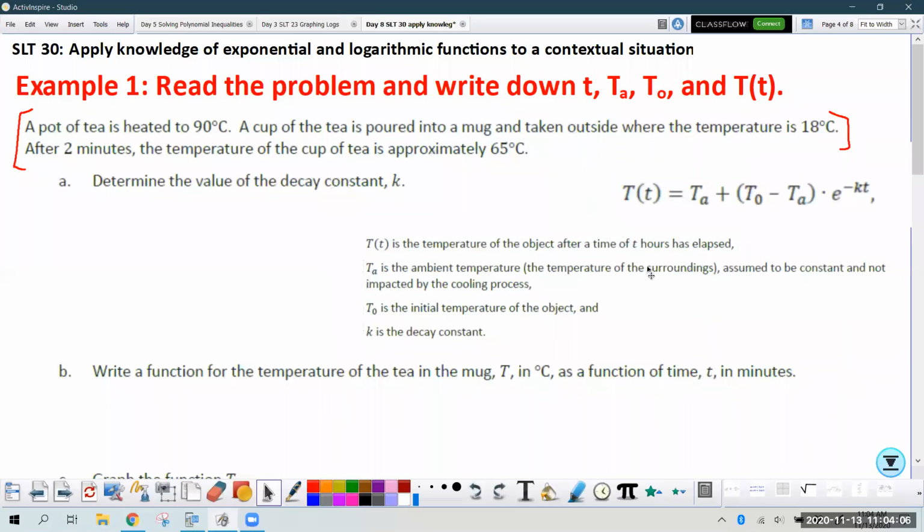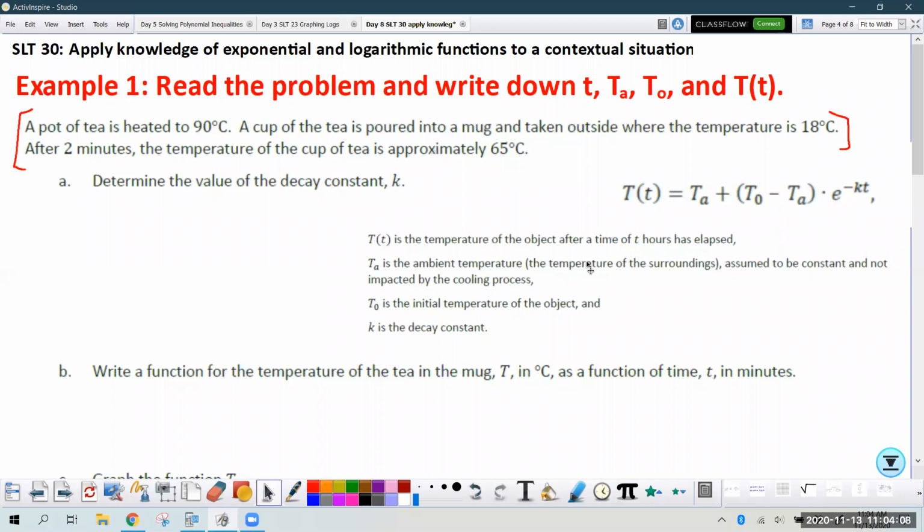So if you need it, from what we wrote down just prior, here is what it lists as all the different parts of that equation. So 90 degrees Celsius is the initial temperature, so that's T sub 0. The outside temperature is 18 degrees Celsius, so that's the ambient temperature, that's T sub A.